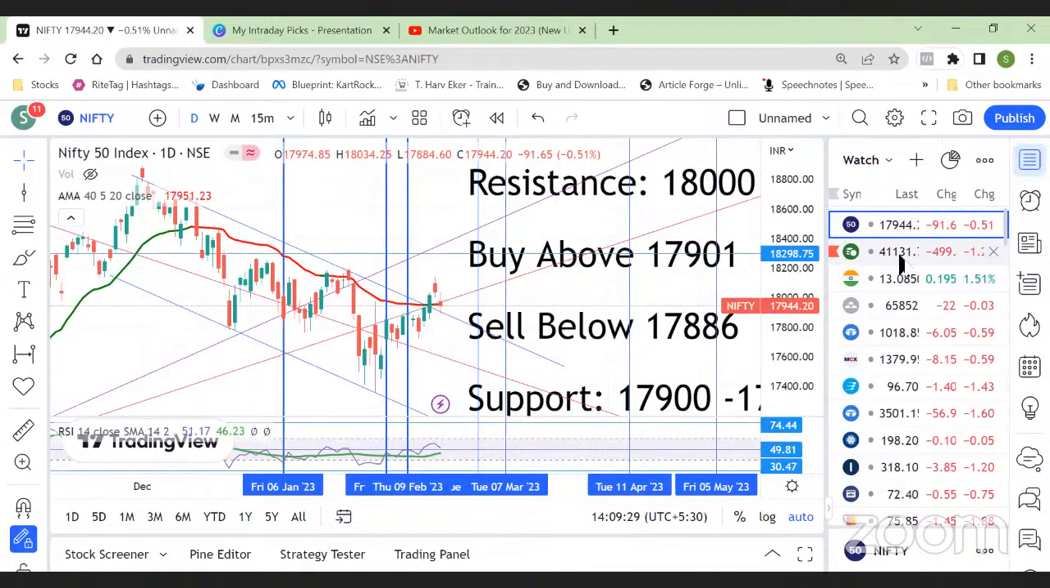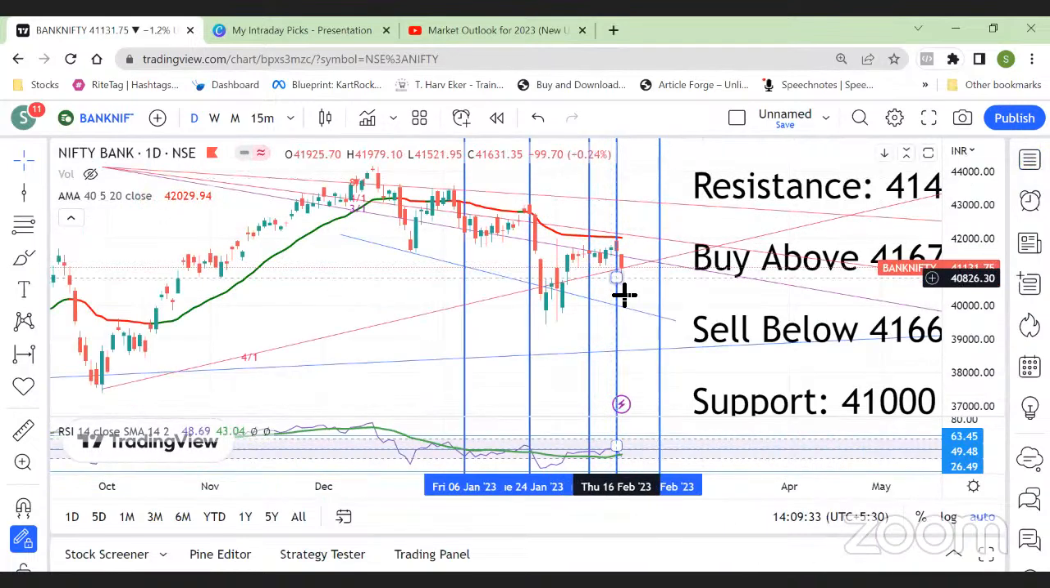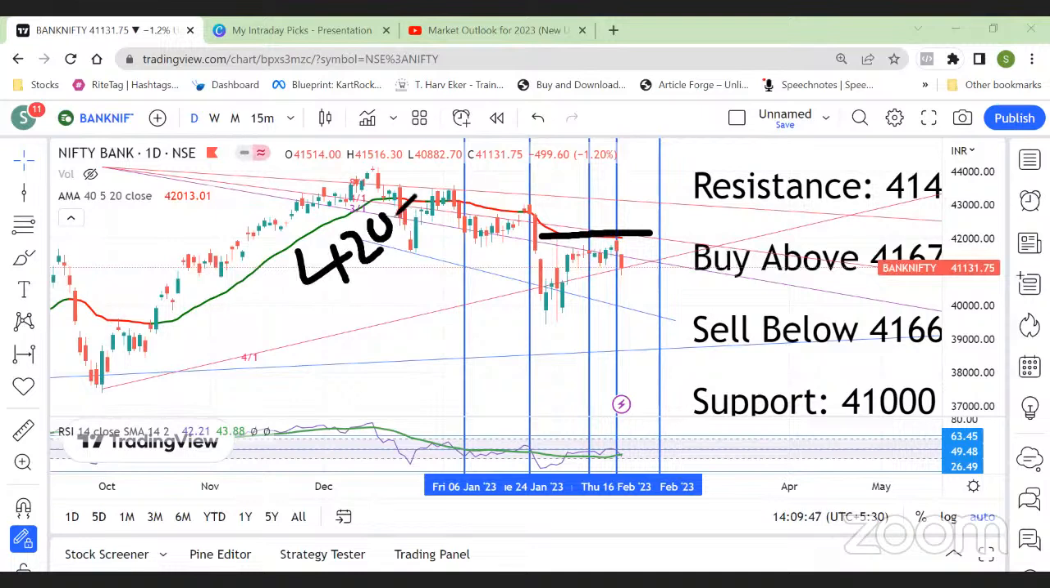Now let us look at Bank Nifty. Which are the important dates for Bank Nifty? If you see, this Thursday has been very important. And if you look at this, we have not been able to close above this Friday, the budget day high, which is coming around 42,000 levels.